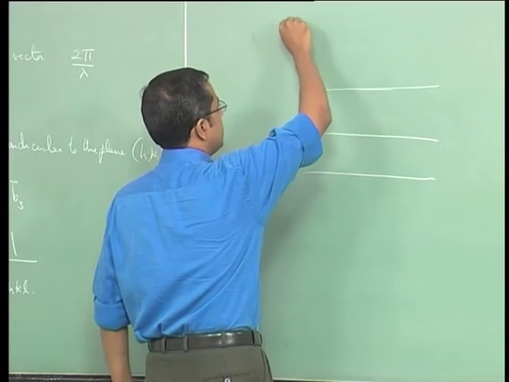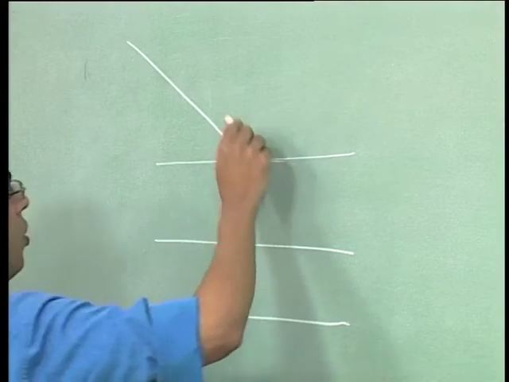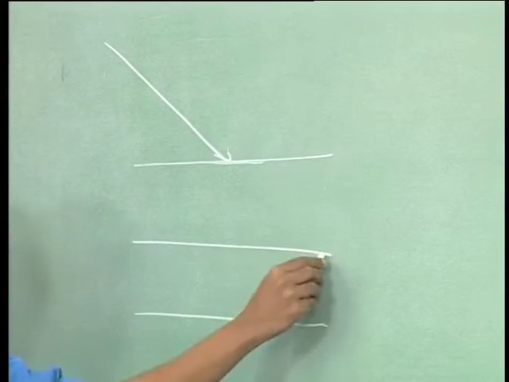So we will take an incident beam. This is a periodic structure, so this is the crystal structure.